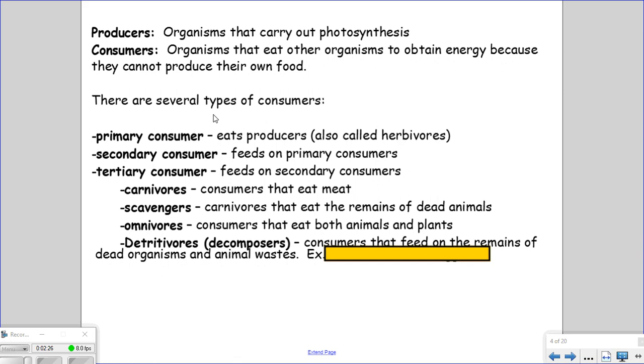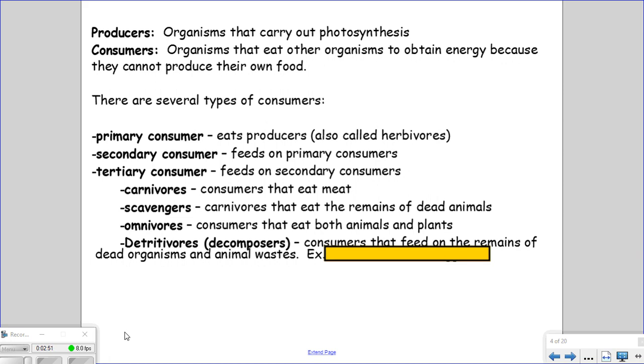There are secondary consumers, which feed on primary consumers. These are carnivores. And tertiary consumers, which feed on secondary consumers, also carnivores. And so those carnivores are organisms that eat meat. Scavengers are carnivores that eat the remains of dead animals, and omnivores are consumers that eat both animals and plants.